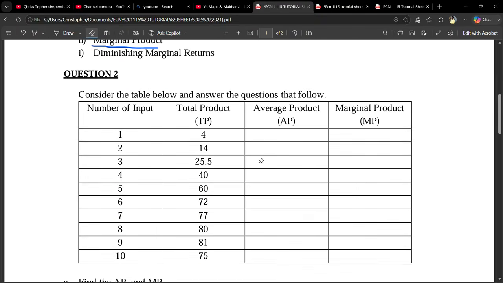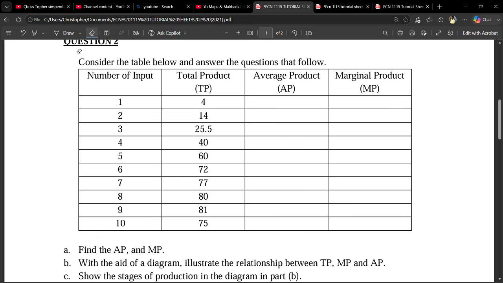Okay, let me try to also talk about this. If you look at this table, they are saying to consider the table below and answer the questions that follow.